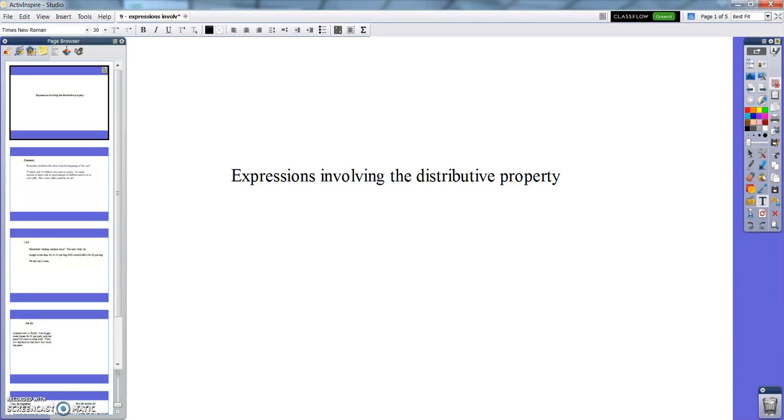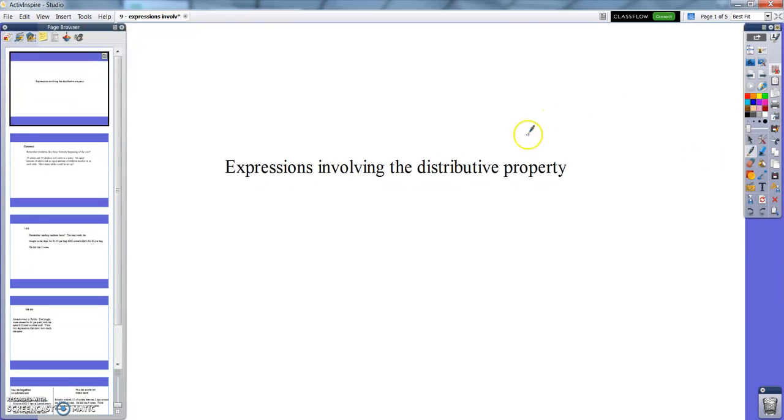Hey there, Advanced Math. More expressions today. Today we're going to talk about expressions that involve the distributive property. Hopefully you recognize the term distributive property from the beginning of the year, but it's definitely an easy thing to forget, and a thing that gave us some trouble earlier in the year in some cases.